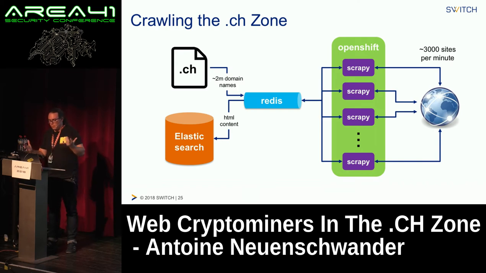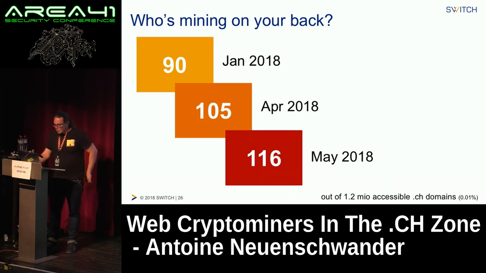If you look at, for instance, institutes and universities, you have a lot of subdomains. I don't get them. I just get the principal domain. So who's mining on your back? I did three samples, and one of them in January. You see there are not really many people having miners. The first one in January, 90, then 15 more in April, and then almost 11 more in May. Always using the same patterns.